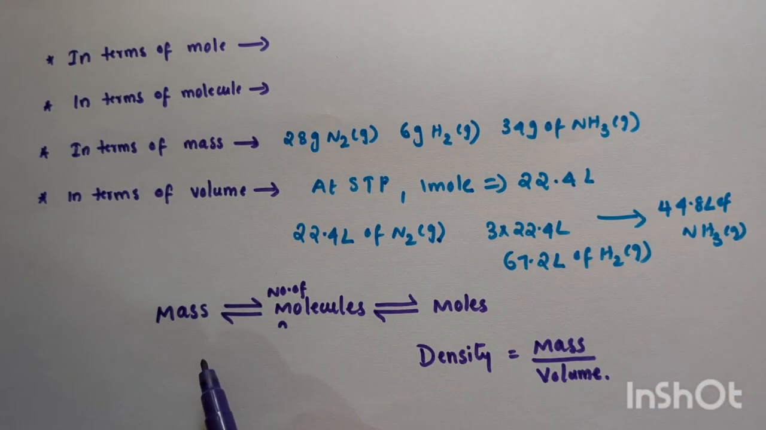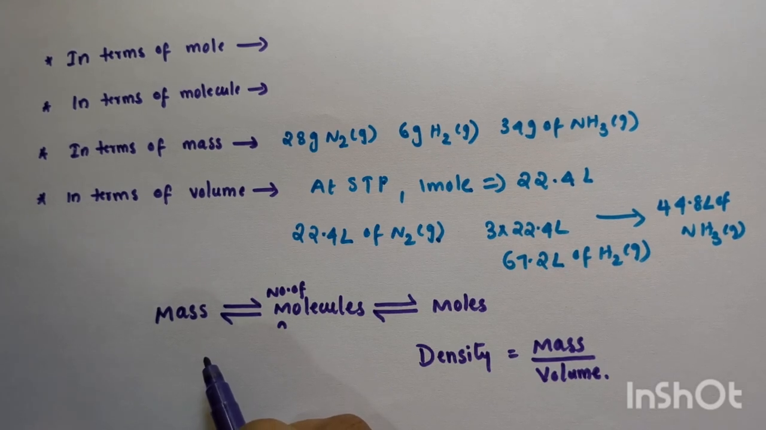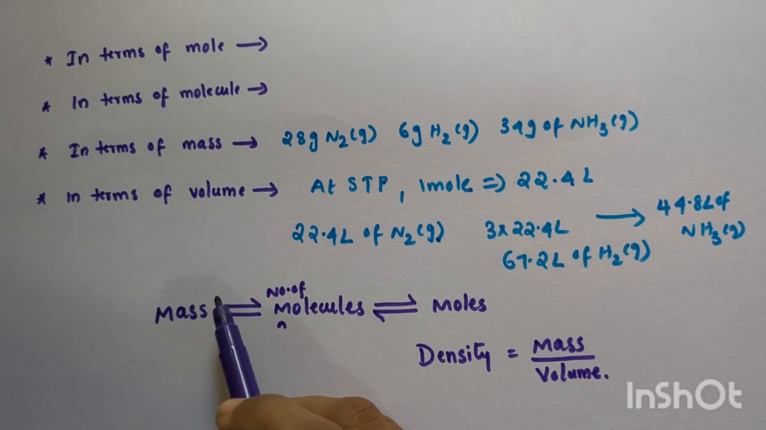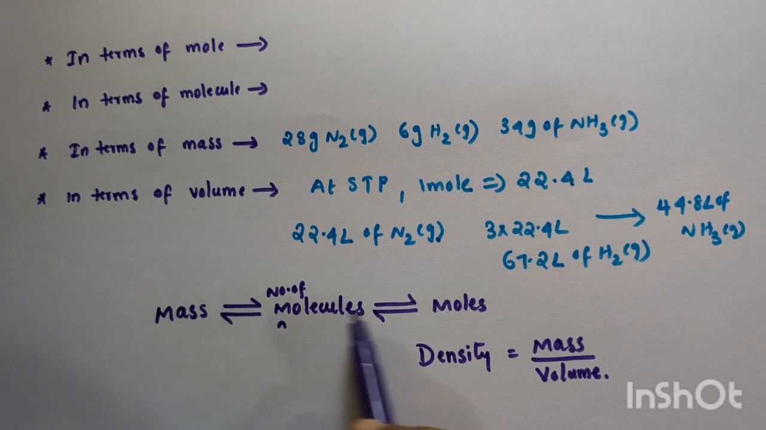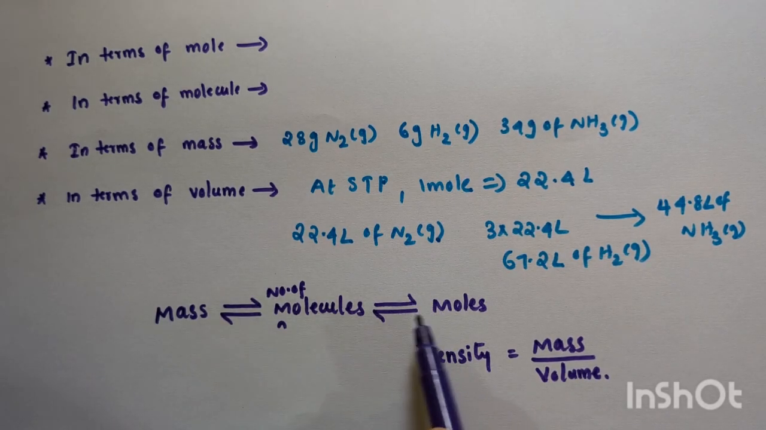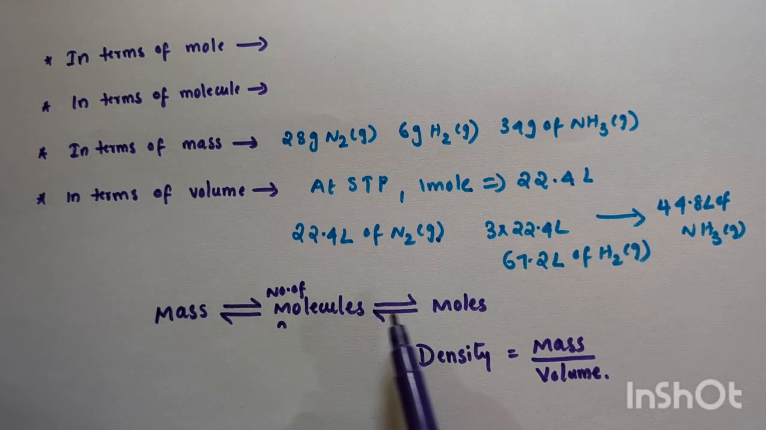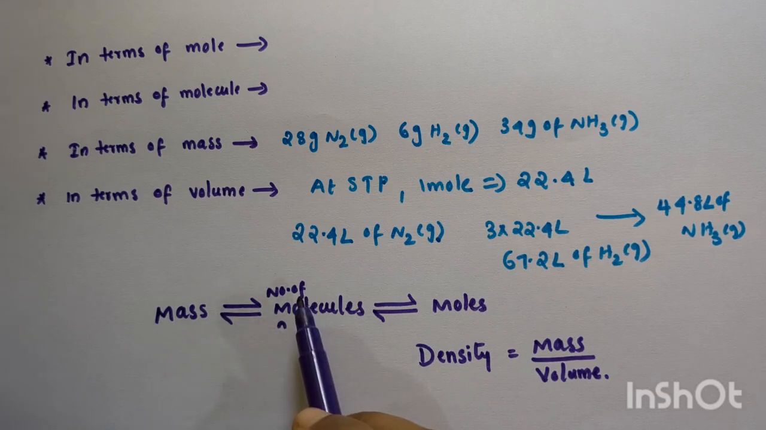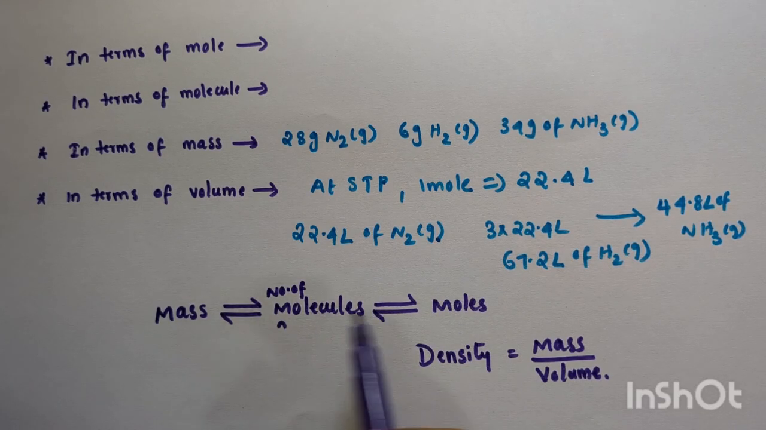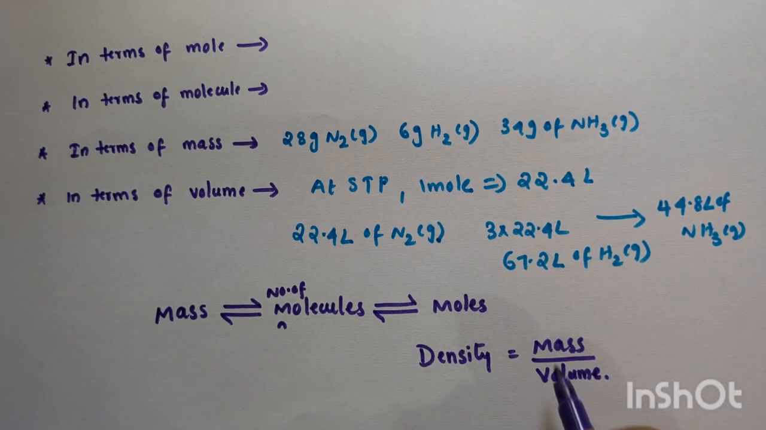So from these relationships of moles, molecules and mass, the given data can be converted like this. Mass, number of molecules and moles can be converted from one to another. Now, when you find the ratio of mass and volume, that is mass divided by volume, that will give you the density.